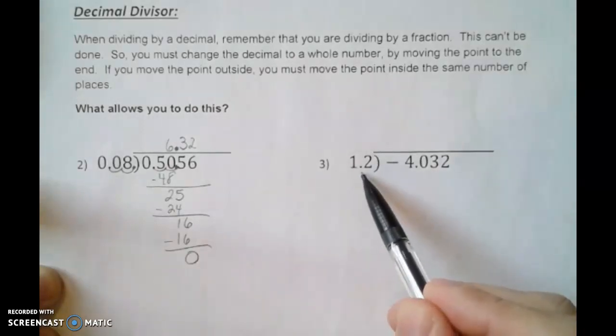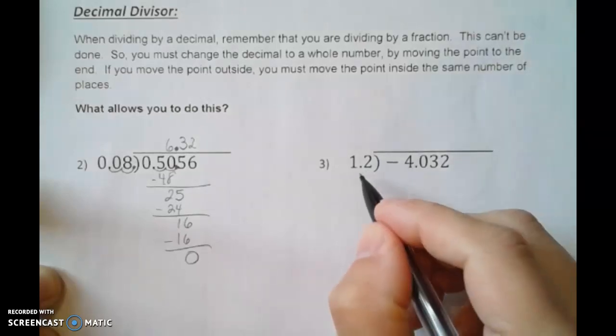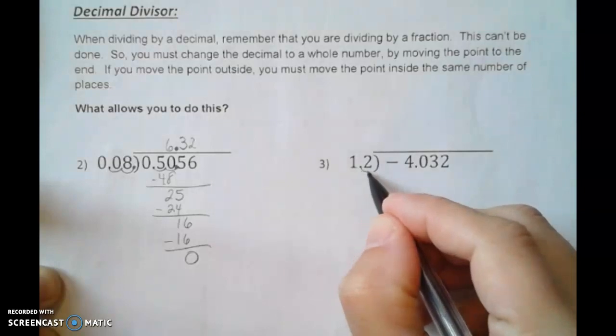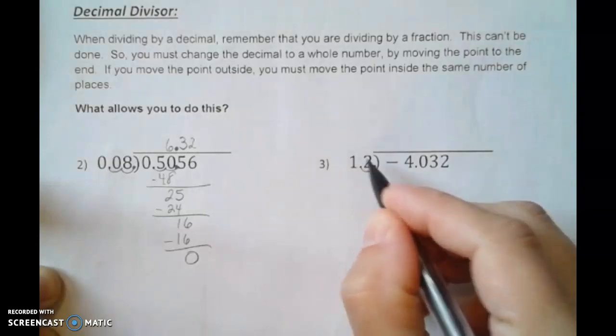In the third example, again, my divisor is not whole. This is 1 2/10. I want to make my divisor a whole number, so all I need to do is move my decimal point 1 place to the right. Now my divisor is 12.